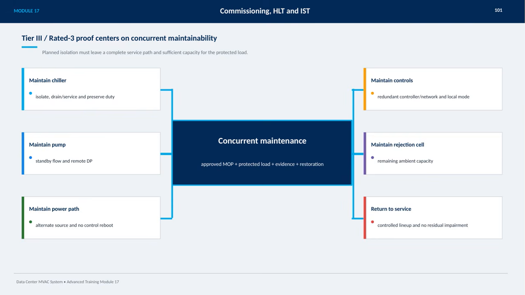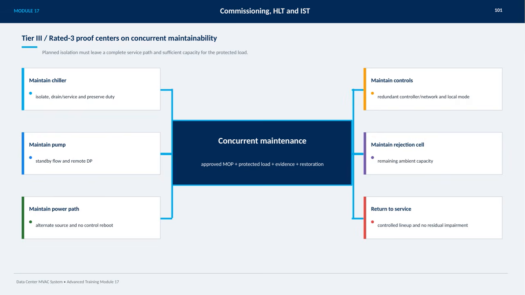For example, when maintaining the chiller, you isolate and drain it for service, but you must preserve the duty by keeping the system running smoothly elsewhere. Similarly, maintaining the pump involves ensuring standby flow is available and maintaining remote differential pressure control. Power path maintenance requires an alternate power source with no control reboots, so operations continue seamlessly. Controls need redundancy, both in controllers and networks, and the ability to operate in local mode if necessary. When working on rejection cells, the remaining ambient capacity should be sufficient to handle the load. And finally, when returning equipment to service, the lineup must be controlled carefully with no residual impairments.